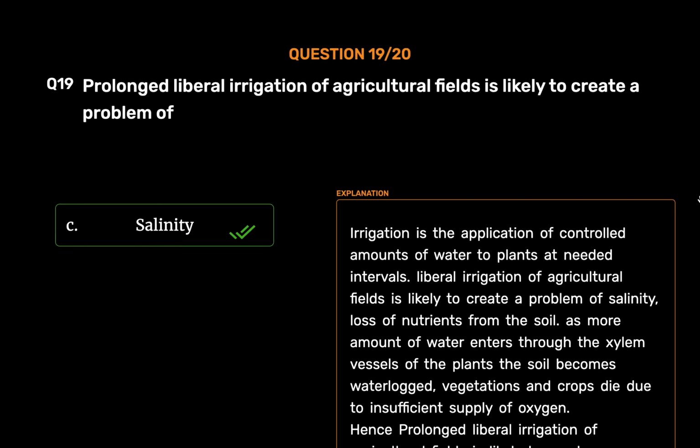Salinity. Irrigation is the application of controlled amounts of water to plants at needed intervals. Liberal irrigation of agricultural fields is likely to create a problem of salinity and loss of nutrients from the soil. As more water enters, the soil becomes waterlogged, and vegetation and crops die due to insufficient supply of oxygen. Hence, prolonged liberal irrigation of agricultural fields is likely to create a problem of salinity.